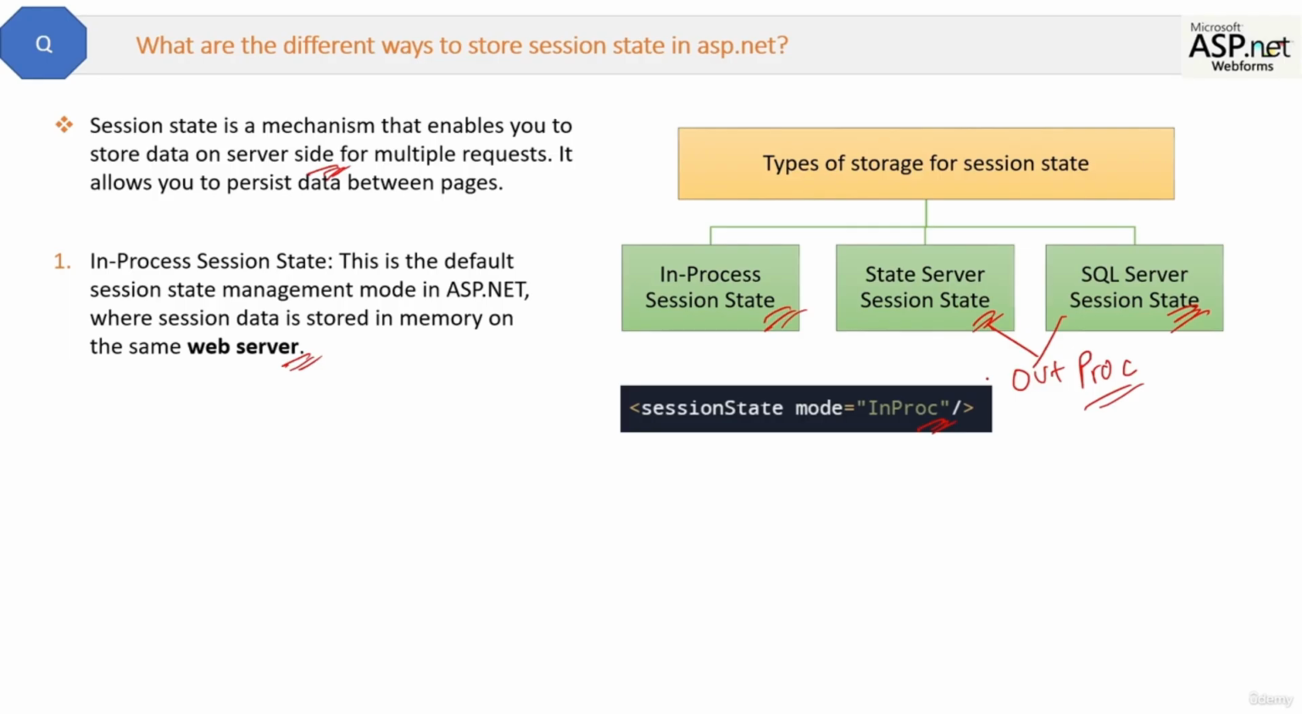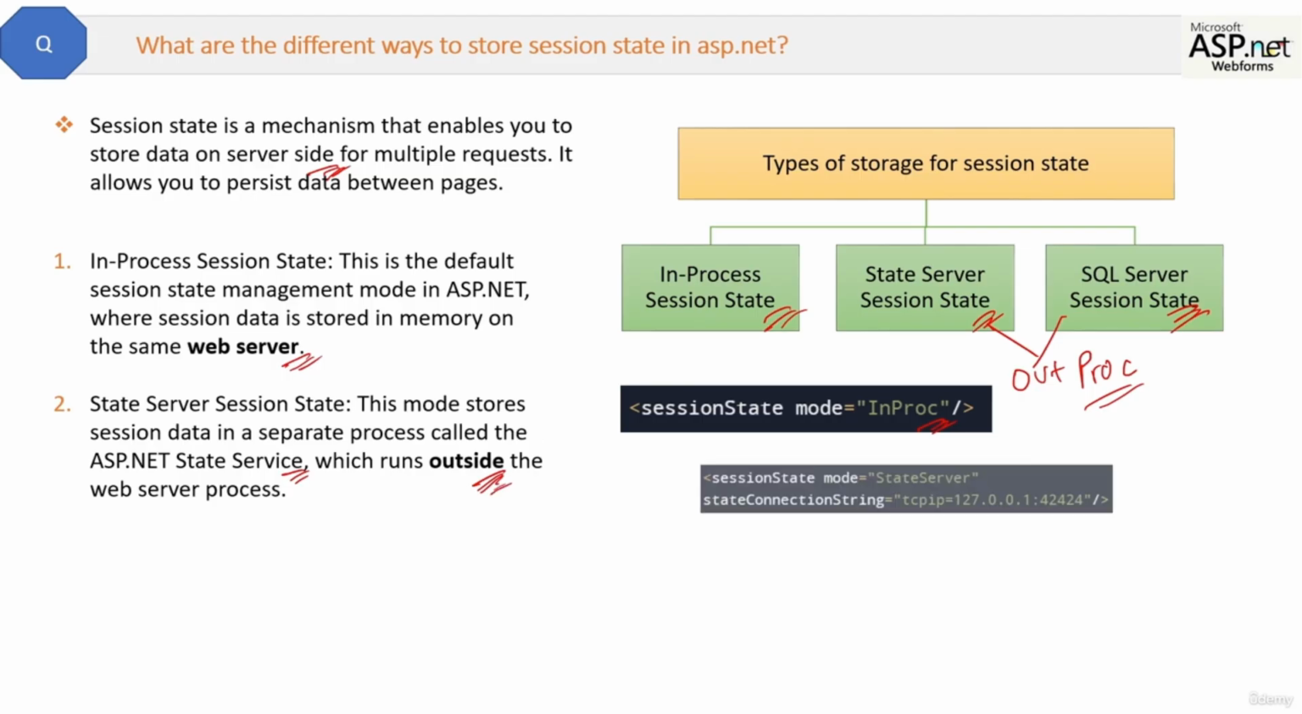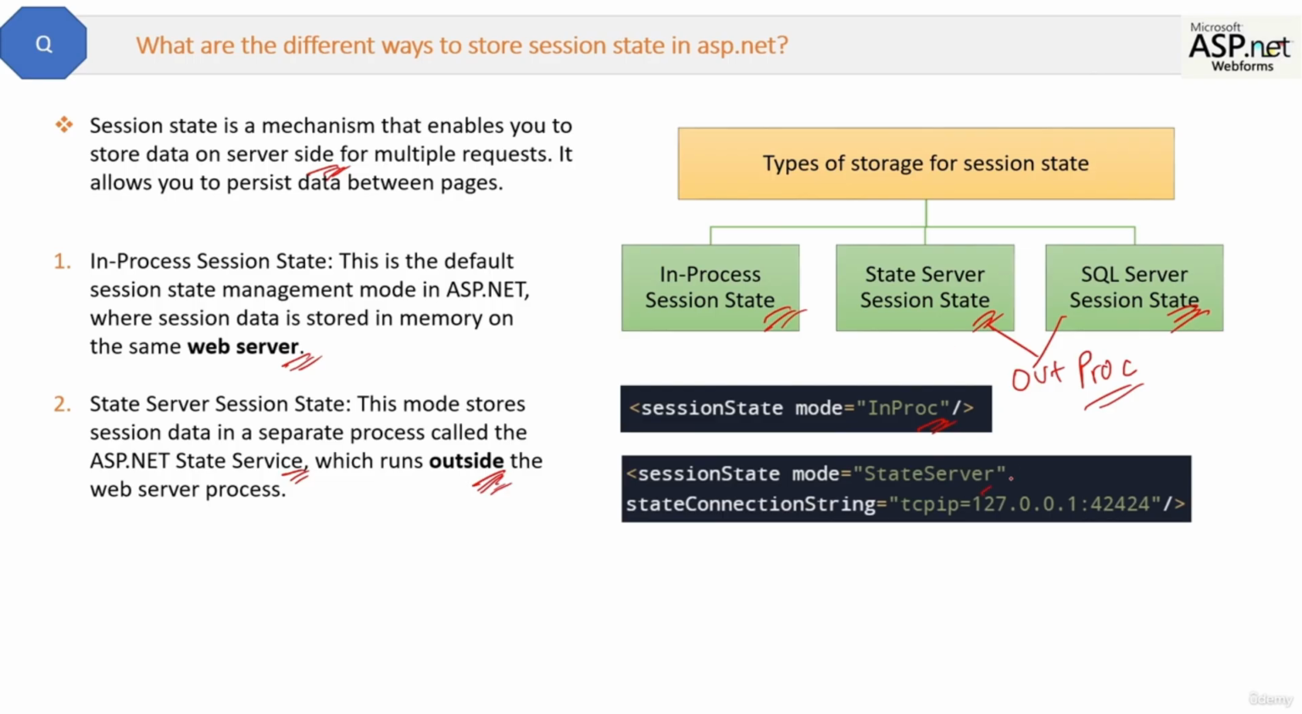The second technique is state server session state. This mode stores the session data in a separate process called the ASP.NET State Service, which runs outside the web server process where the application is hosted. Here you can set the mode to state server, and then you have to provide the connection string of the separate process, meaning the address of that separate server, because it is not the same server in the case of a state server.